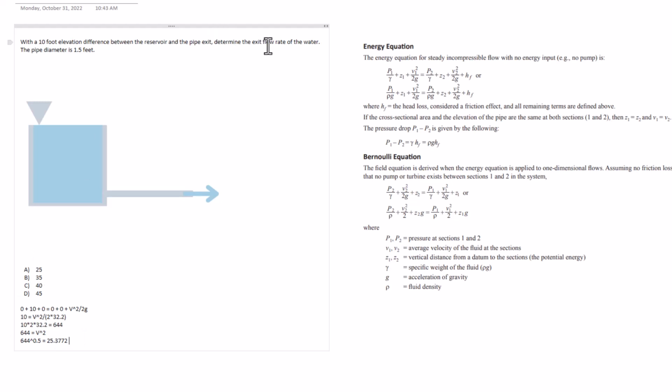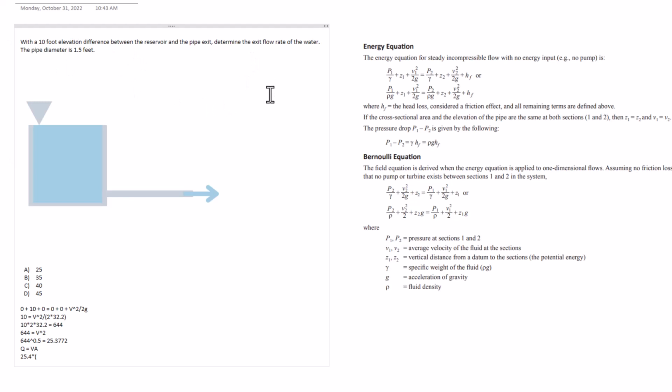Not quite. We want to know the flow rate, which is in cubic feet per second. And so we do know this equation here, the continuity equation, Q equals V times A. So we can find Q by multiplying V times A. 25.4, I'm going to round. And what's the area here? Well, we have a round pipe and a diameter of 1.5 feet.